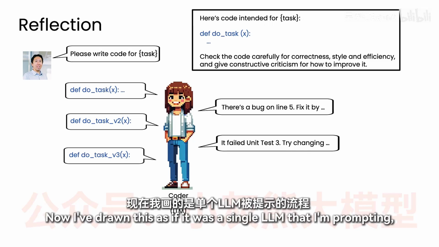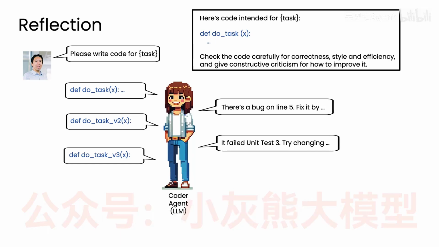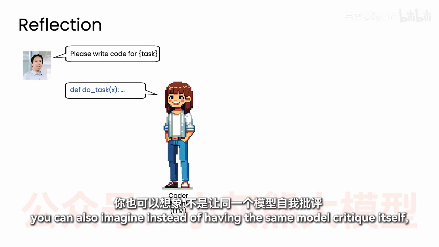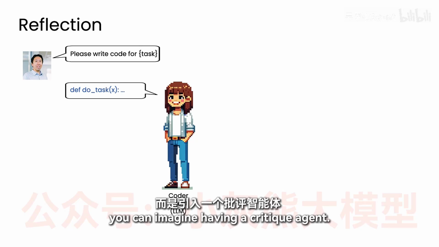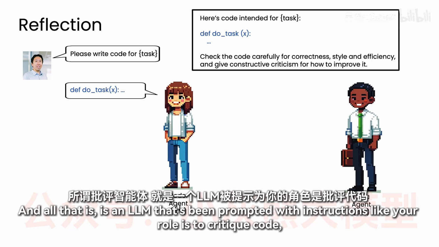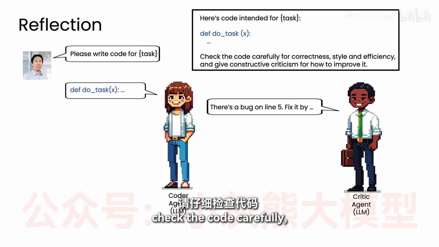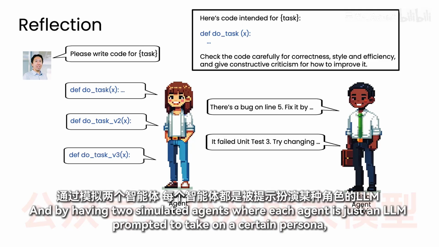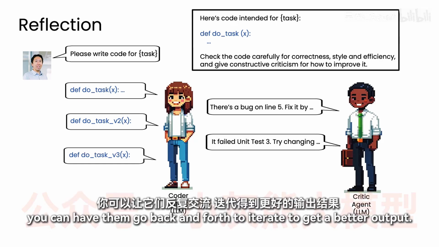Now, I've drawn this as if it was a single LLM that I'm prompting, but to foreshadow multi-agent workflows, you can also imagine, instead of having the same model critique itself, having a critic agent, and all that is, is an LLM that's been prompted with instructions like, your role is to critique code, here's code intended for a task, check the code carefully, and so on. And the second critic agent may be able to point out errors or run unit tests, and by having 2 simulated agents, where each agent is just an LLM prompted to take on a certain persona, you can have them go back and forth to iterate to get to better output.